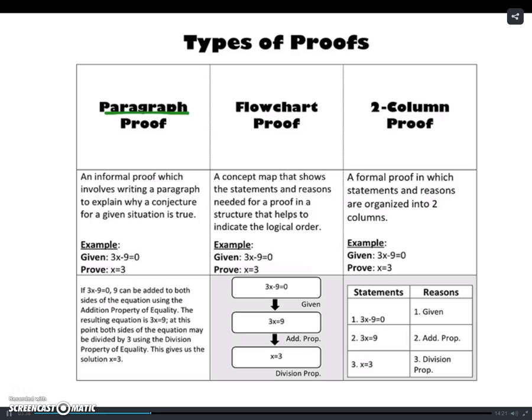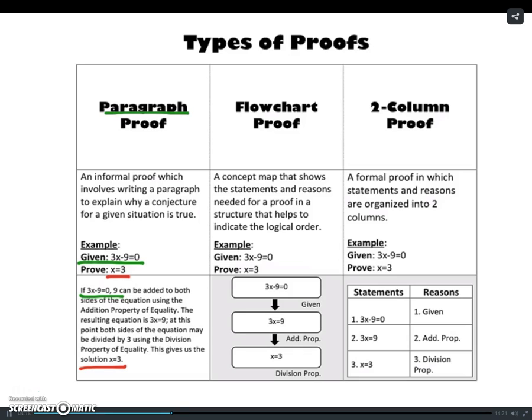So, for example, if they gave you this equation, 3x minus 9 equals 0, and they want you to prove that x equals 3, you would have to walk through the steps of saying, first you would do this, then you would do this, and at the end, look, our solution is x equals 3, which is what we were trying to prove. You always have to start with the given information, okay, and you always have to end up with whatever they are trying to prove, whatever they're asking you to prove, okay? And that's going to be true no matter what kind of proof we're looking at.